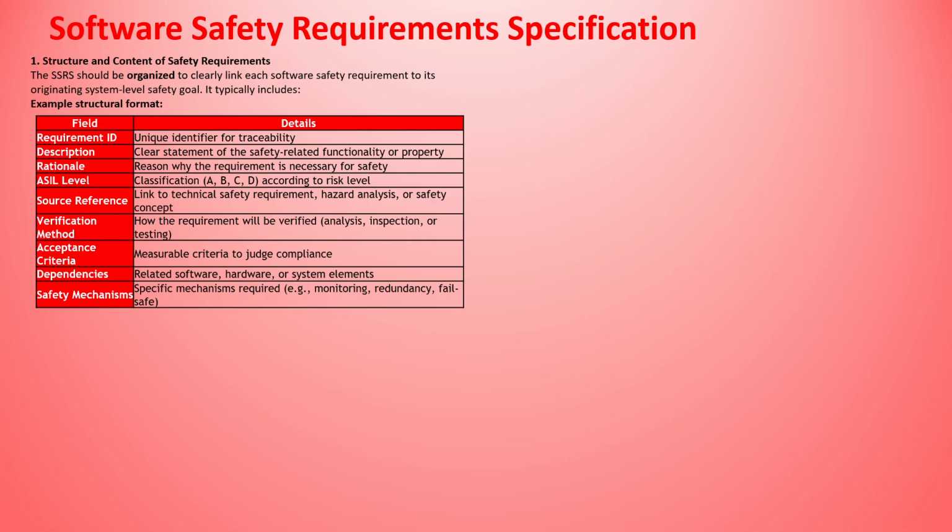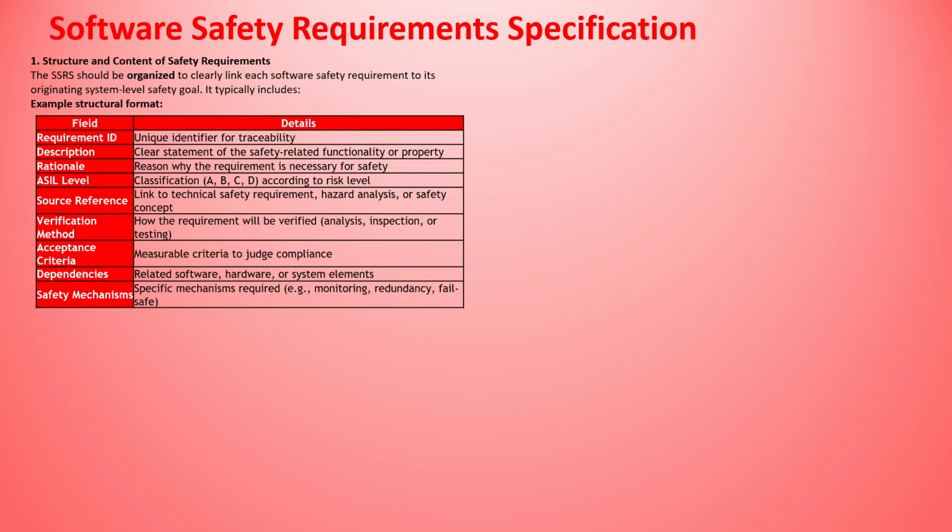D is for systems where failure could lead to severe or fatal injuries. A is for things where failure is more of a nuisance or minor risk. This ASIL dictates the level of rigor needed for everything that follows: design, testing, verification. So the standard tells you how careful you need to be for each specific function.